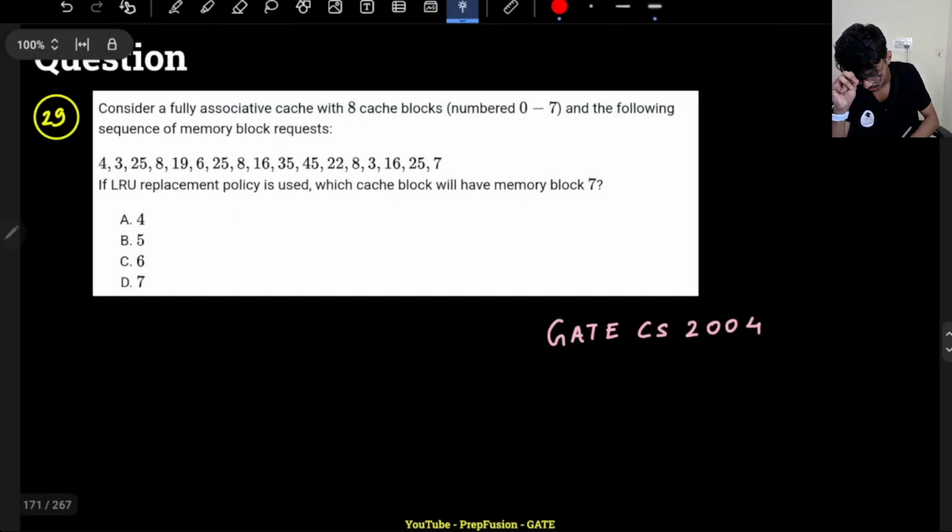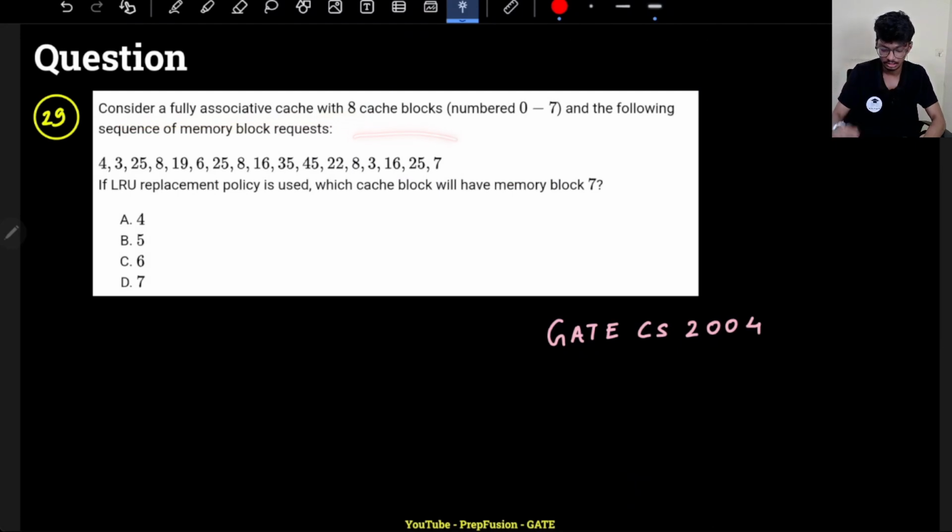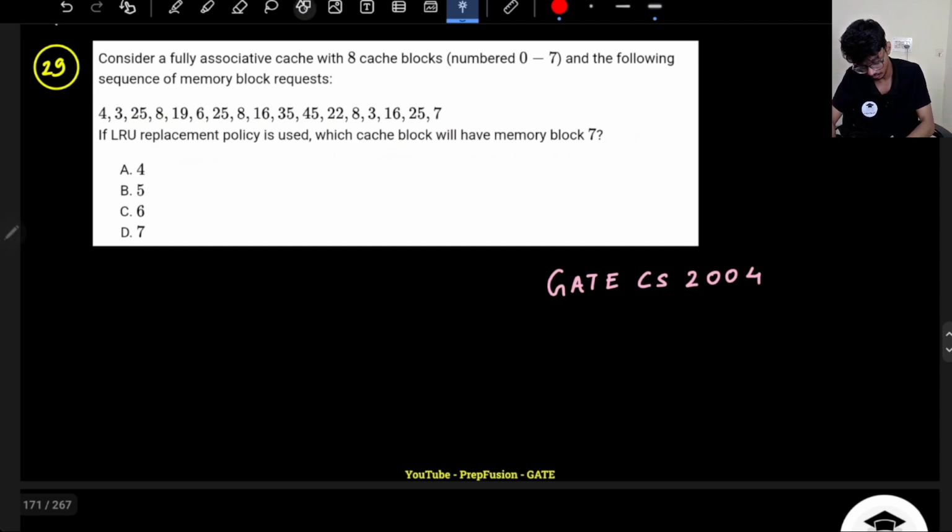The next question is this one, where we have to consider a fully associative cache with 8 cache blocks numbered 0 to 7 and the following sequence of memory block requests: 4, 3, 25, 8, 19, 6, 25, 8, 16, 35, 45, 22. If LRU policy is used, which cache block will have memory block 7? It's a fully associative cache with 8 cache blocks.